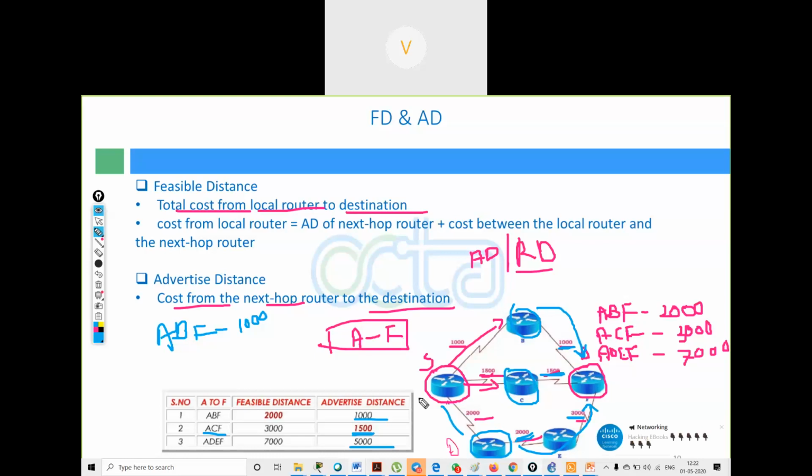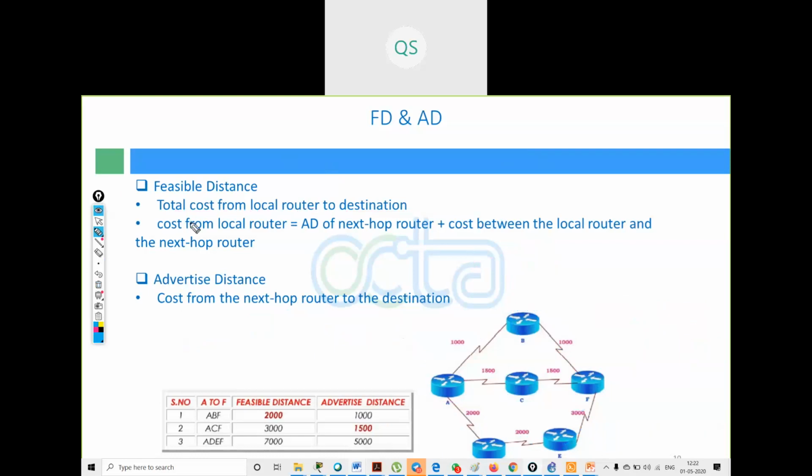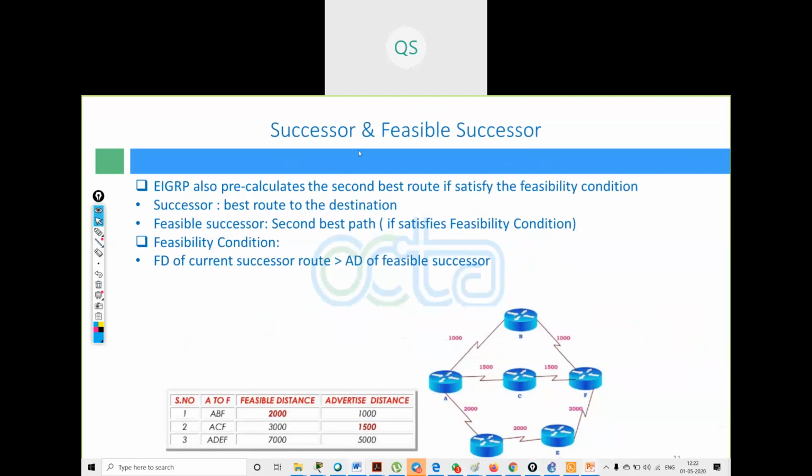Now we will see something known as the feasibility condition. On which condition will it select the best route and the second best route? Successor and feasible successor. EIGRP pre-calculates the second best route if it satisfies the feasibility condition.